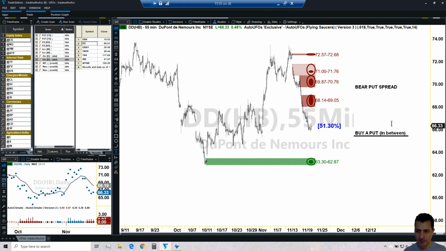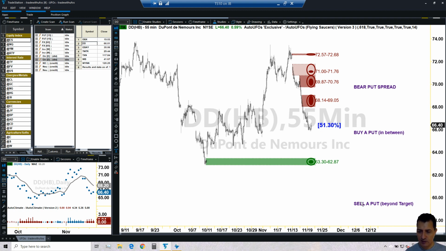Between means between the entry price and the target price, and then we will sell a put beyond the target. Beyond means lower than the target in this case. If it was a call spread, it would be above the target. Beyond means further away, right?